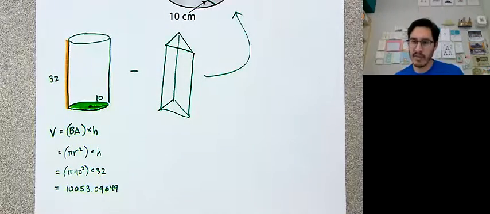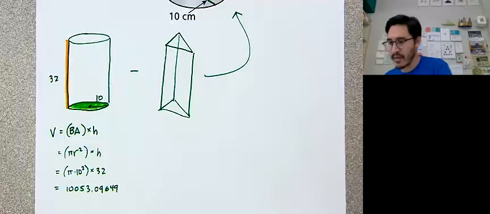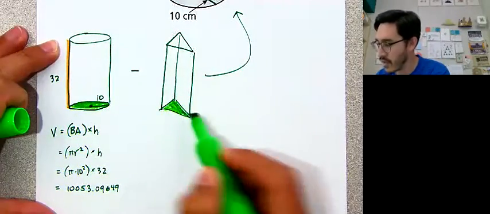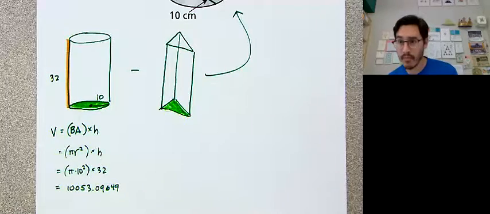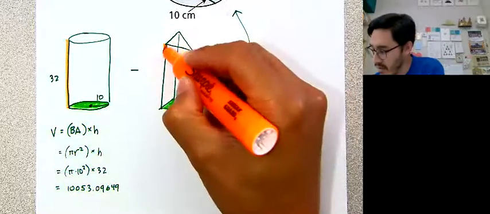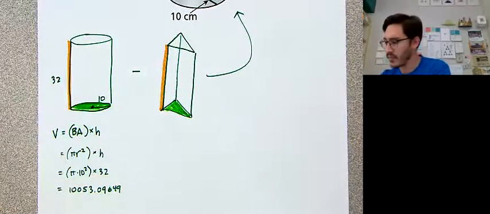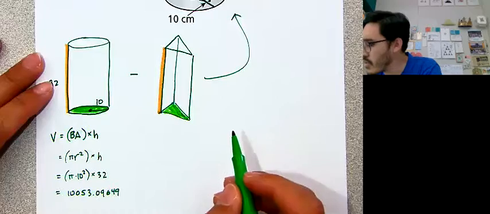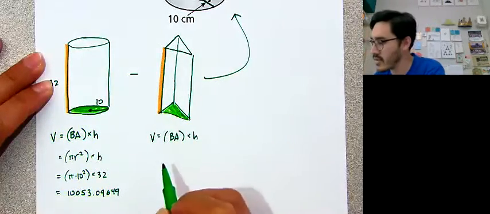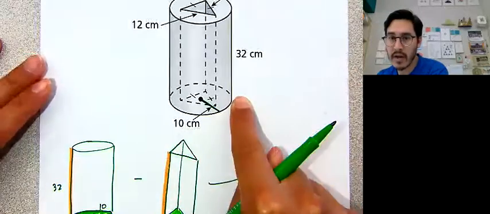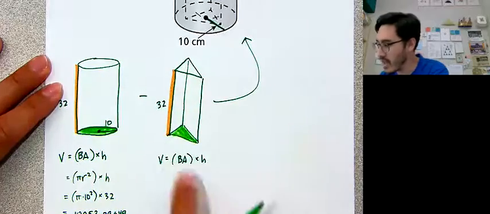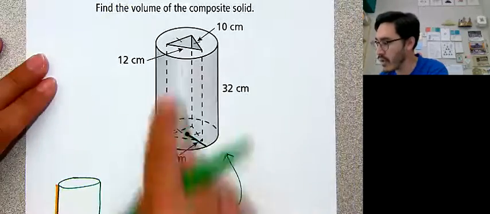So let's figure out how much volume is taken up by that triangular cutout. Again, we're going to have to find the base area. Because it's a triangle, that'll be 1/2 length times width, or 1/2 base times height, and then multiply that base area by the height. The volume is the base area times the height. The height of the triangular cutout is 32 because it goes the whole length of the cylinder. We have some dimensions for the triangle.